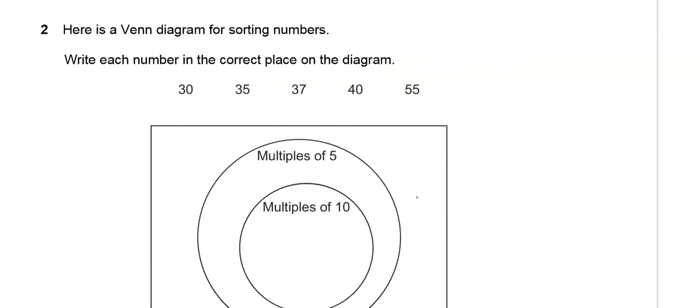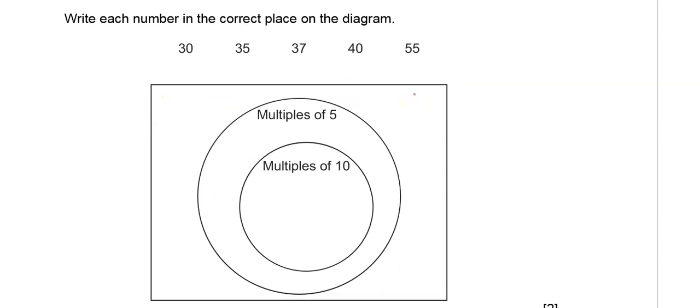Question number 2. Here is a Venn diagram for sorting numbers. Write each number in the correct place on the diagram. We have 5 numbers: 30, 35, 37, 40, and 55. So, which numbers are multiples of 5?